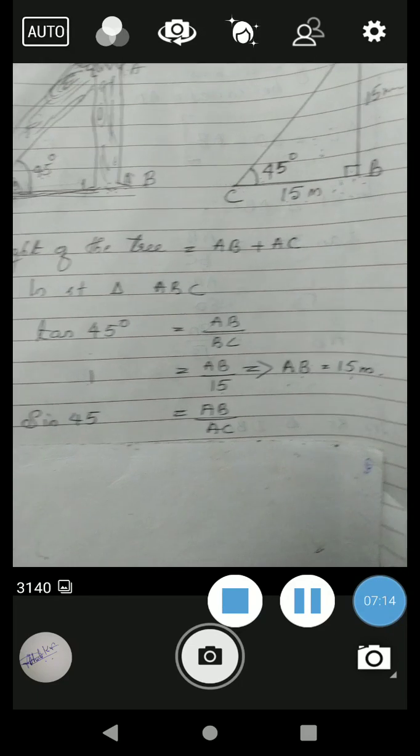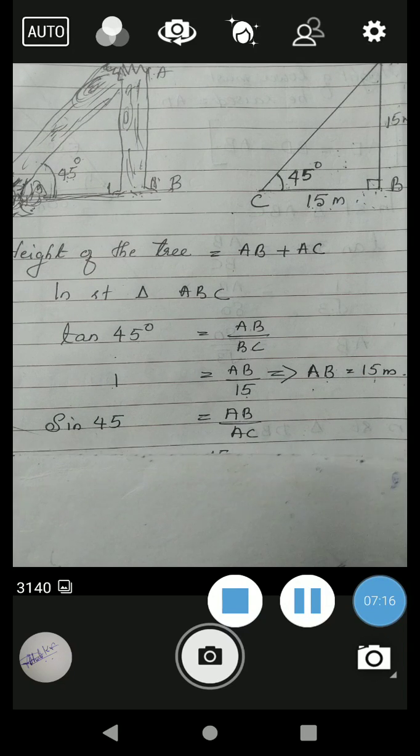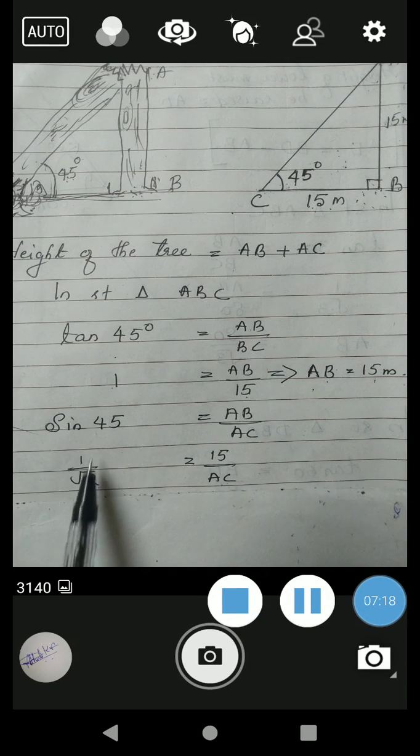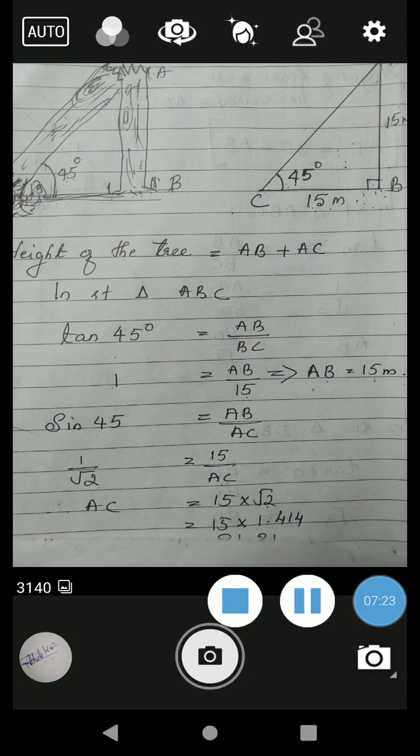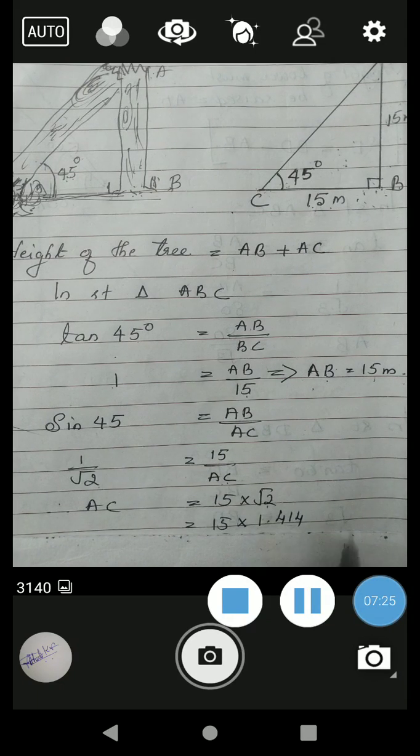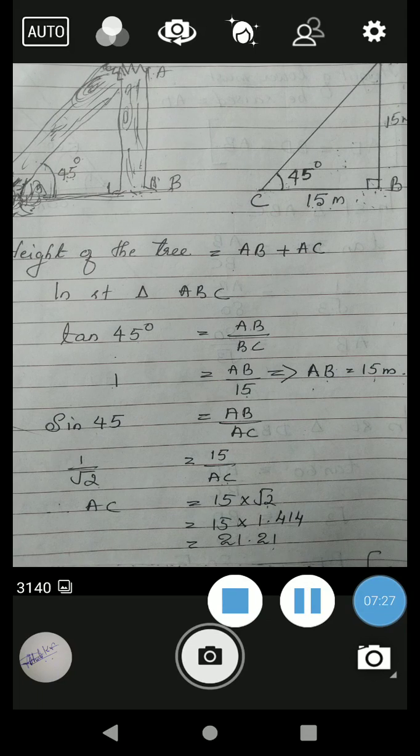Sine 45 is equal to AB by AC. Therefore, sine 45 is 1 by root 2, which is equal to 15 by AC. So, AC is equal to 15 into root 2. That is 15 into 1.414. We know the value of root 2. So, AC is 21.21.